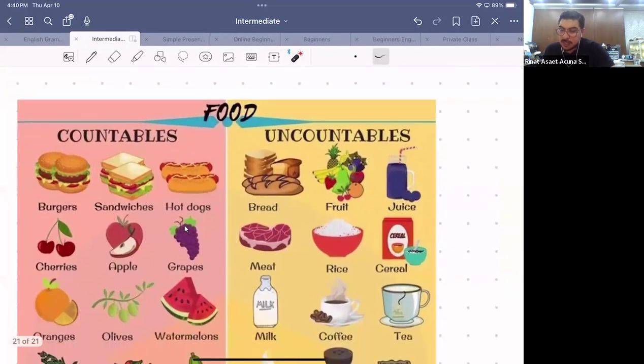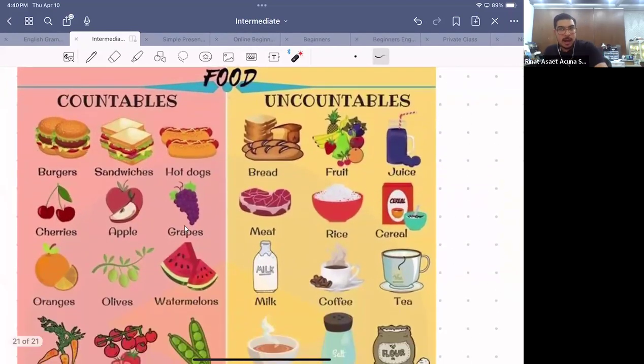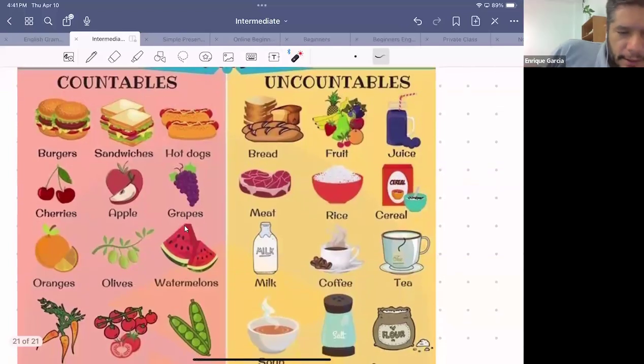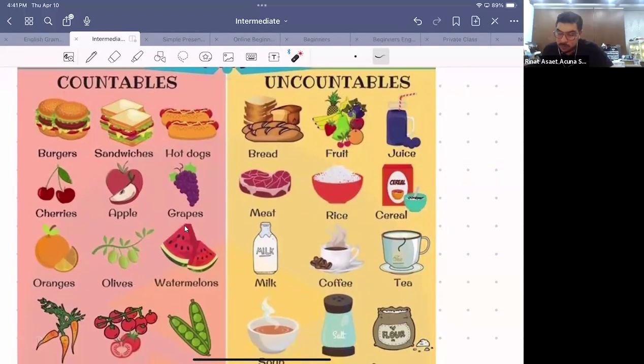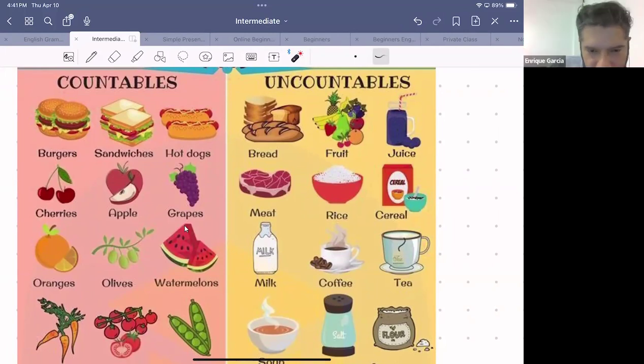These are some examples of countable and uncountable nouns. These are examples for food: hot dogs, apple. But you know this vocabulary, yes? This vocabulary, you understand all of this or no? More or less, with an image or my photo, I know. Okay, very good.